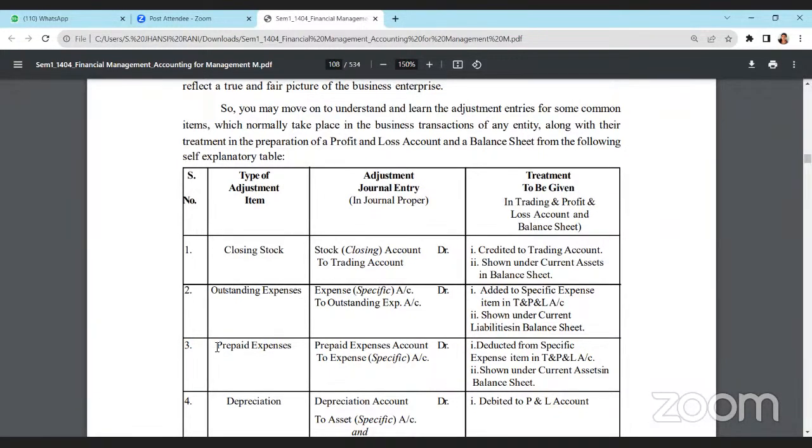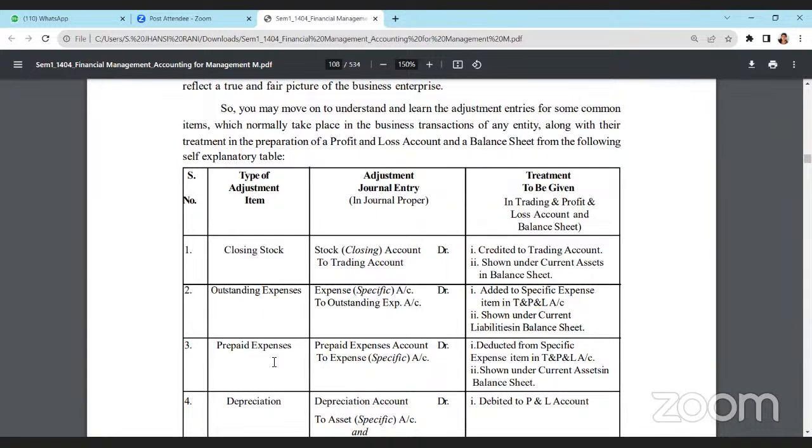Next we have prepaid expenses. This is outstanding expenses and this one is prepaid expenses. Outstanding means which is not yet paid. Prepaid expenses means which is paid in advance. For example, whenever we take our mobile phone, we mostly go for prepaid. First we will pay, then we will use it. So here prepaid expenses means paid in advance. It means the expense which belongs to the next month or after, you are paying in this month. It means it does not belong to the present month.